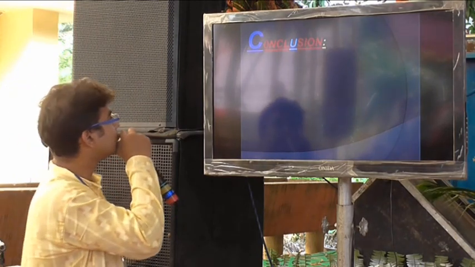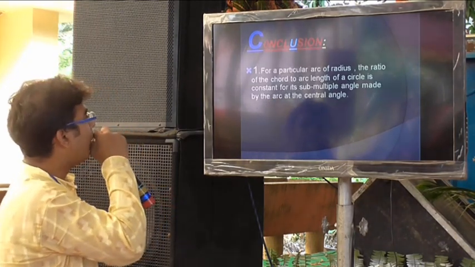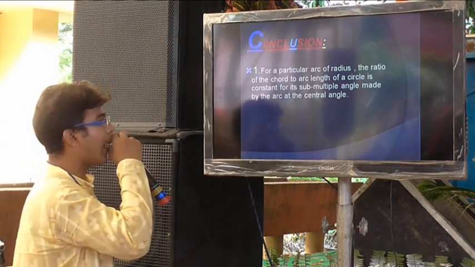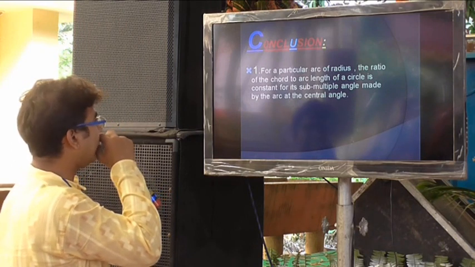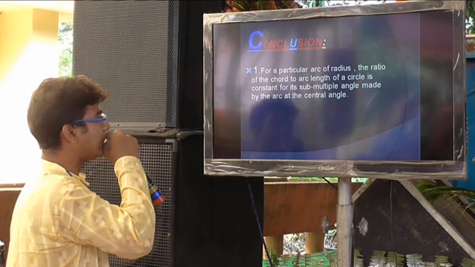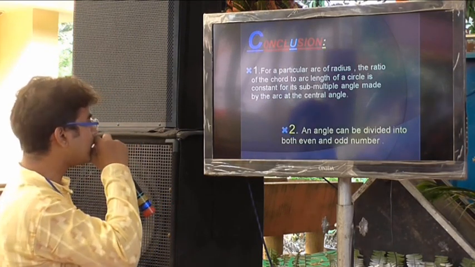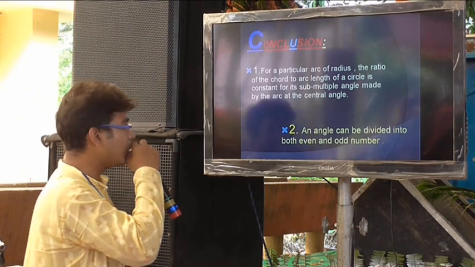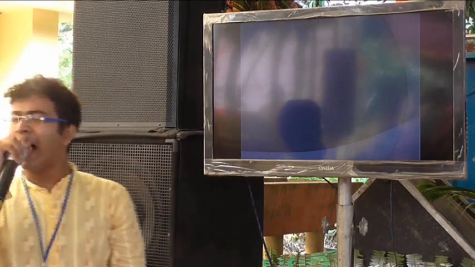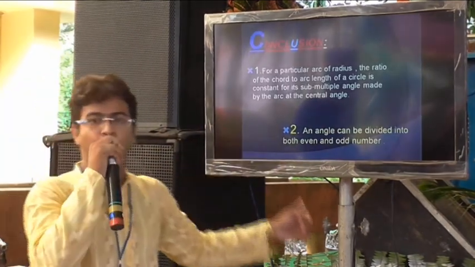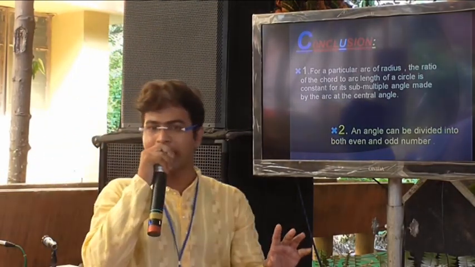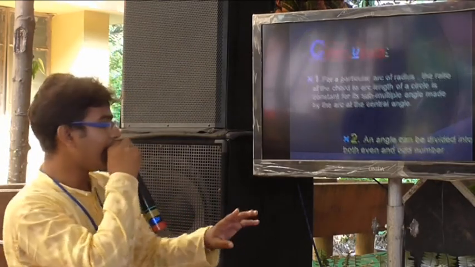Therefore, we can say that for a particular arc of radius, the ratio of the chord to arc length of a circle is constant for its submultiple angle made by the arc at the central angle. And the second one is, an angle can be divided into both even and odd numbers of parts. There is a question in your mind: how is the second point proved? There is no cause for thinking so, because our journey is not finished.